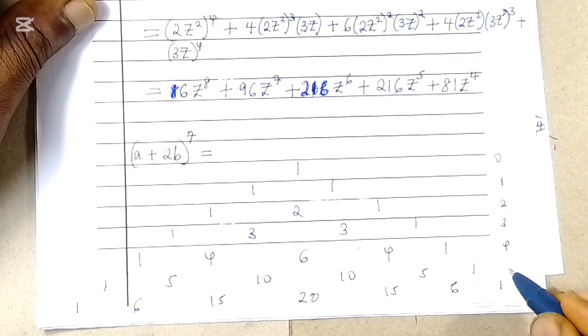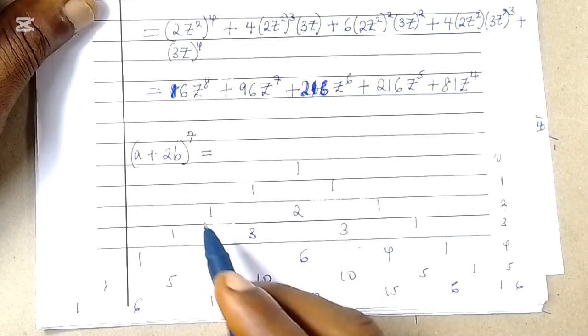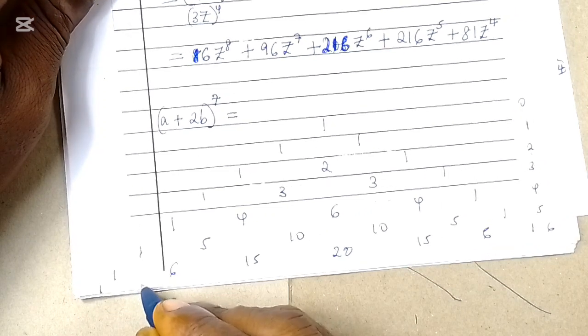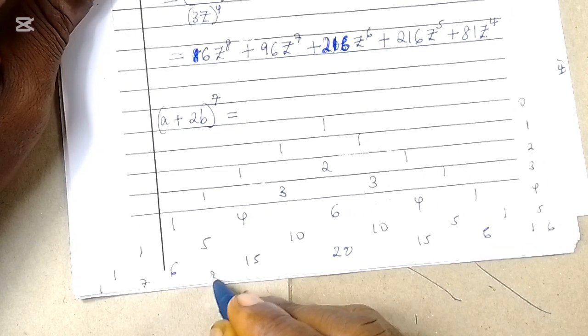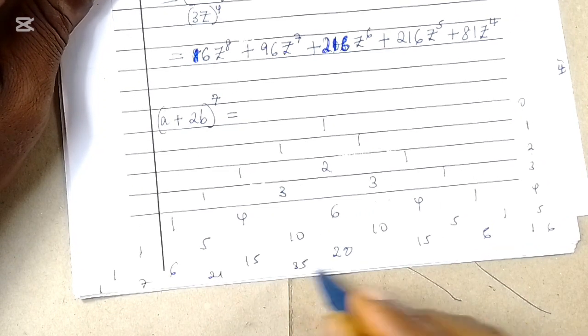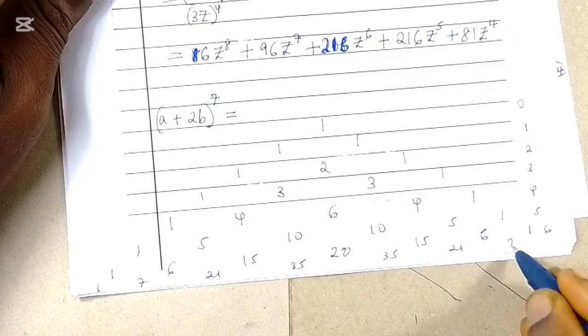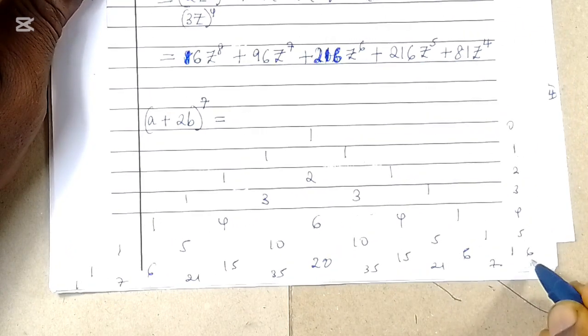This is for a power of 4. This is for a power of 5. This is for a power of 6. You would have to do for a power of 7, in which case you would have 1, you would have 7, you would have 21, you would have 35, you would have 35 again, you would have 21, you would have 7, you would have 1.